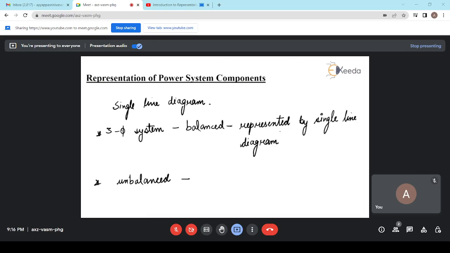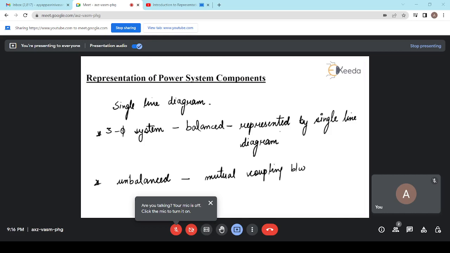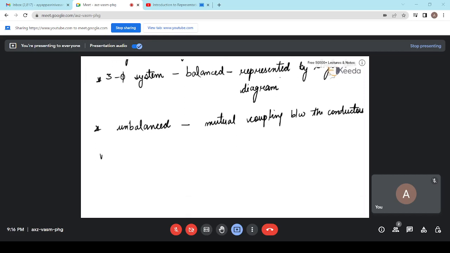So if the system is unbalanced, then you have to consider the mutual coupling between the conductors, as well as between the conductors and neutral. So for transmission line, each phase is carrying almost the same power. It is a balanced system.